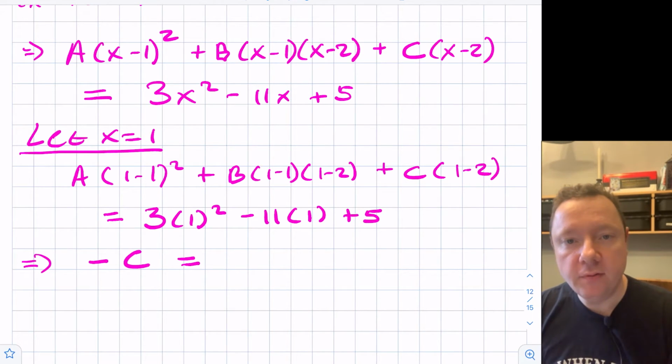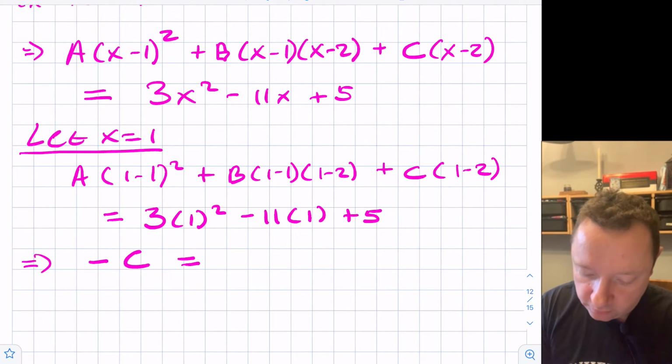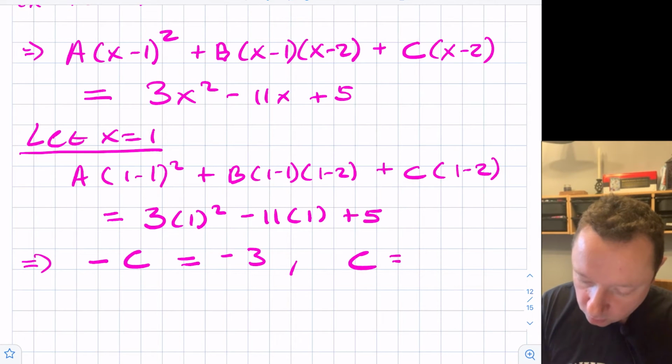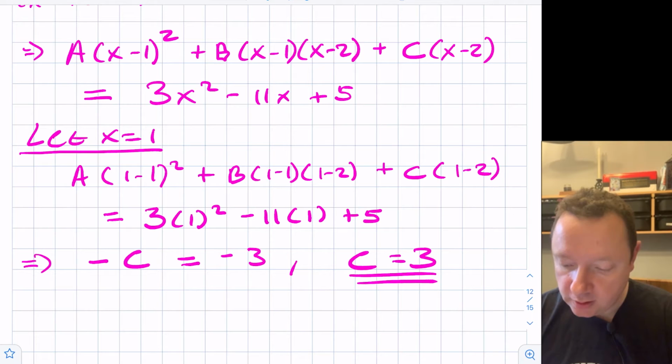3 take away 11 is negative 8, plus 5 is negative 3. Or to put it another way, c equals 3. So we've got our c value straight away. Let's go back and see if we can do the same thing to get an a or a b.